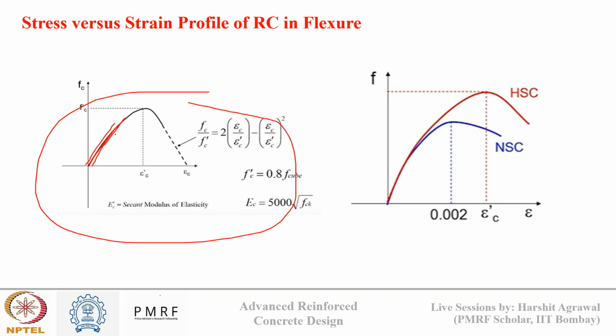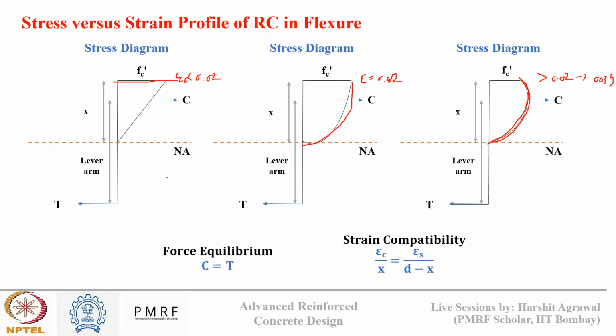It can be linear if my strain is going up till here, it can be parabolic if it is going up till here, and it can be a parabolic then decreasing profile if it is going up till here. Okay, so according to the strain range, my compression stress block will vary. And what will be my governing equation for all these cases to derive the relationship?